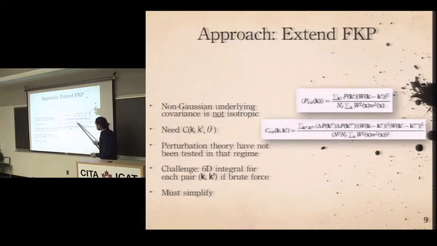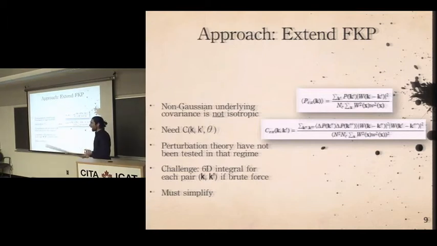The other challenge is that this object here is not isotropic. As I said, the Fourier modes couple together, and couple more strongly if the angle between them is smaller. So it's not isotropic. We have to measure this covariance as a function of two scales and the angle between them, and average over that.